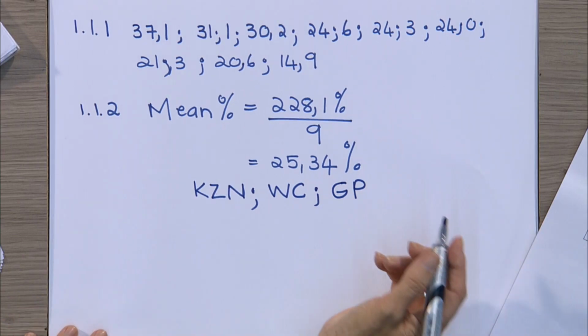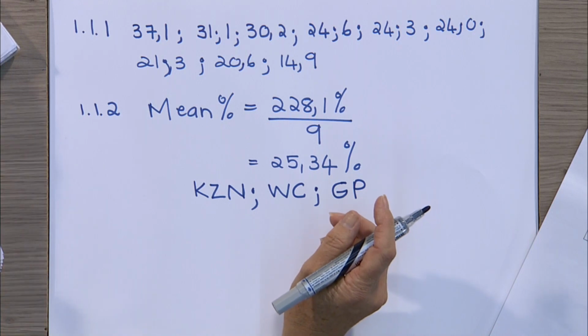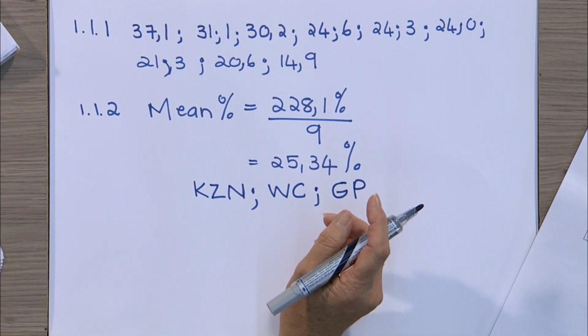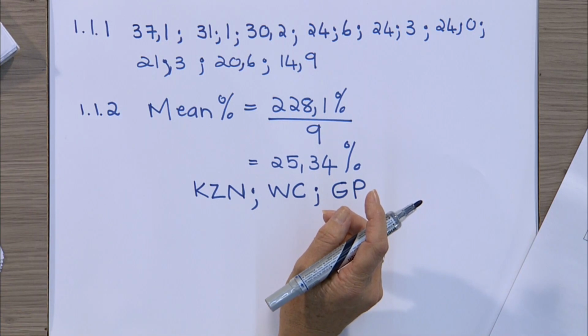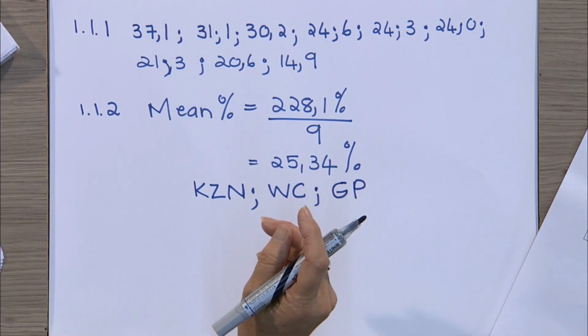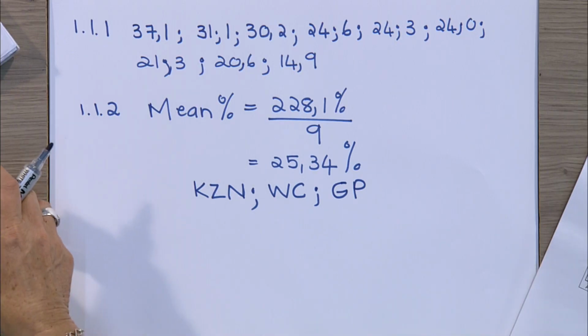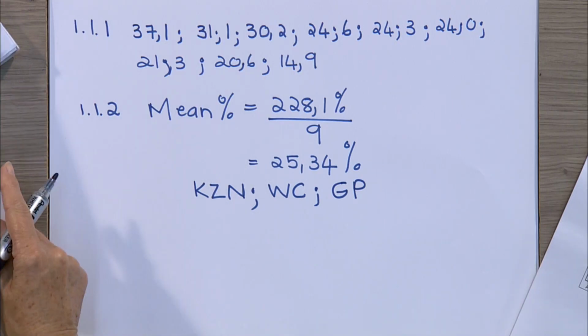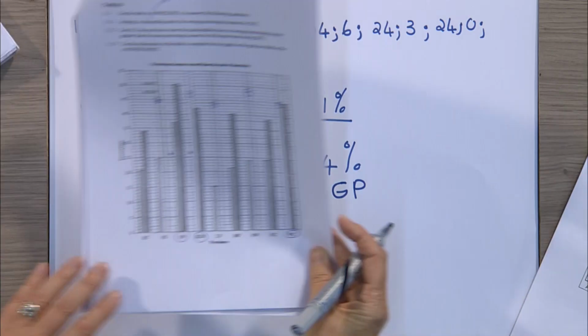Western Cape is, and Gauteng province is greater than the average mean. Then question 1.1.3. Use the information in the table to complete the bar graph on the grid provided on the answer sheet. All right, so they gave you, on your answer sheet, they gave you a bar graph.